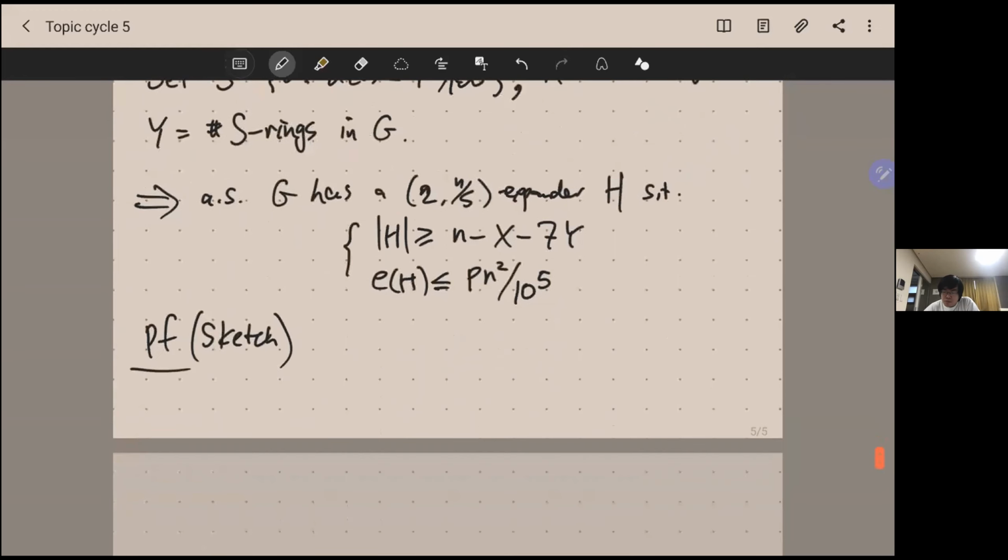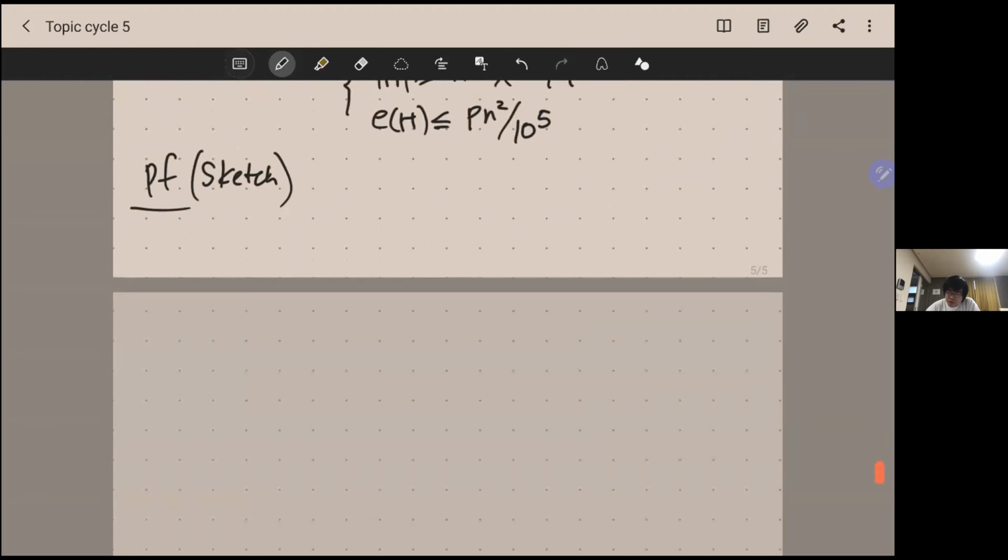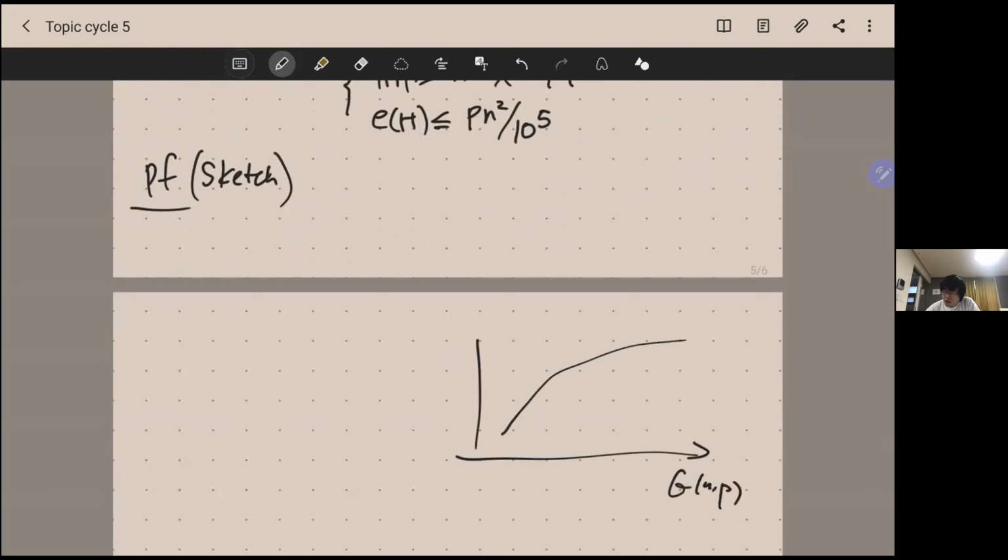Basically, let me draw a picture. Maybe that's more intuitive. Imagine this is the degree sequence of our G(n,p). In G(n,p), most of the vertices have degree around n times p. This is the expected degree. Most of the vertices are here.